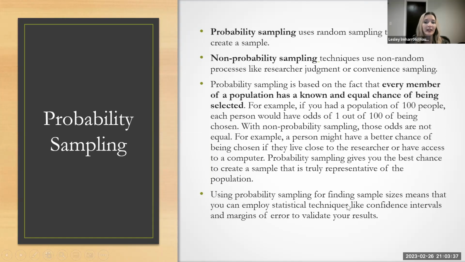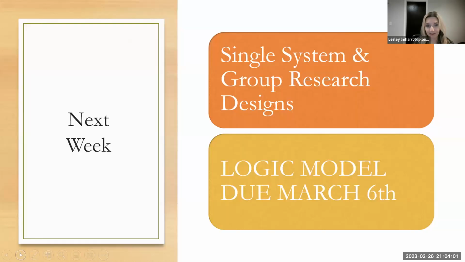Using probability sampling for finding sample sizes means that you can employ certain statistical techniques or margins of error to validate your results. So this is seen as more scientific. A lot of people that engage in quantitative or survey research use probability sampling. A lot of people that engage in qualitative research use non-probability sampling.